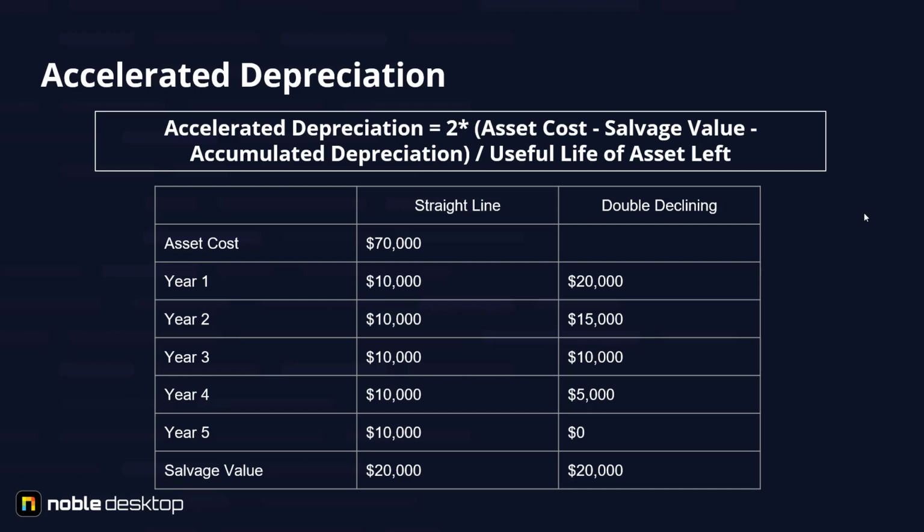Accelerated depreciation can be used by the company for tax purposes. It allows the business to write off the total cost of an asset over a faster period of time than straight line depreciation, which means more expenses and a lower tax bill in the beginning of the asset's useful life. And the opposite applies for the end of the useful life.